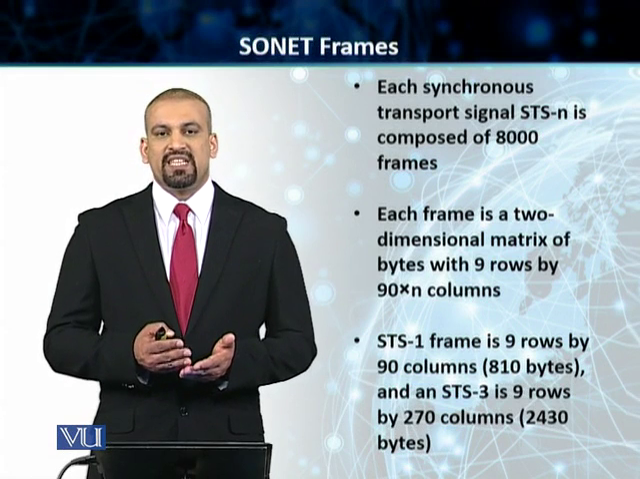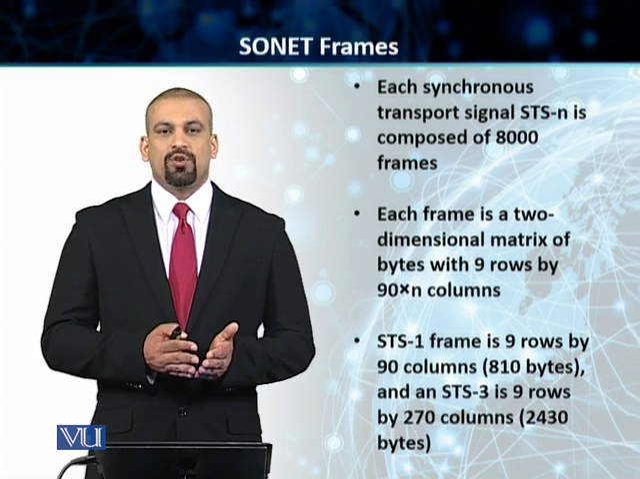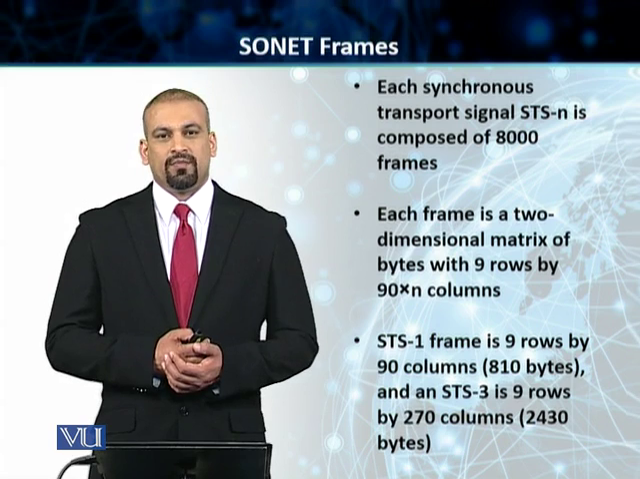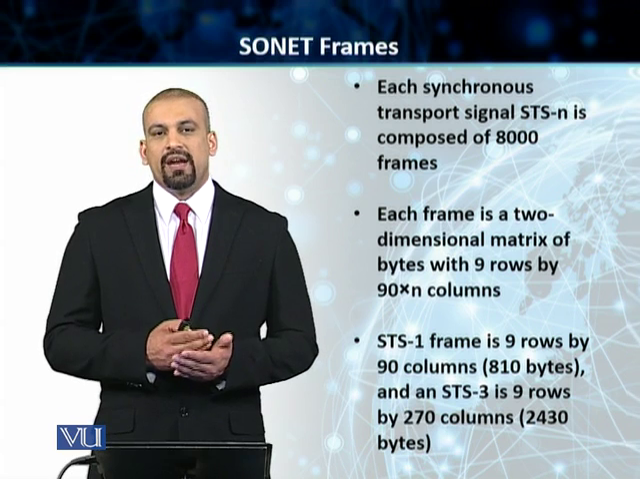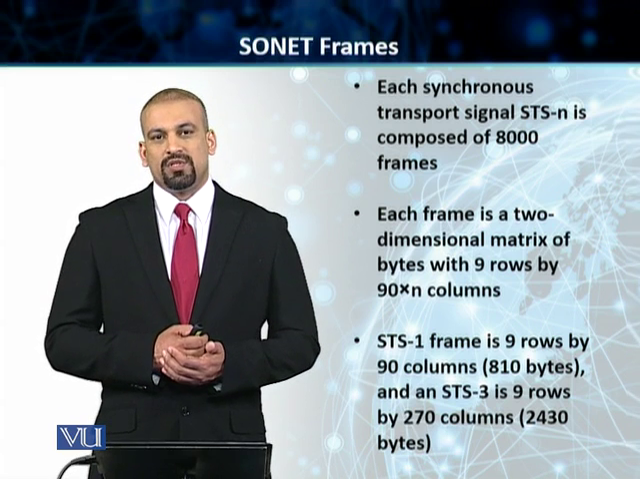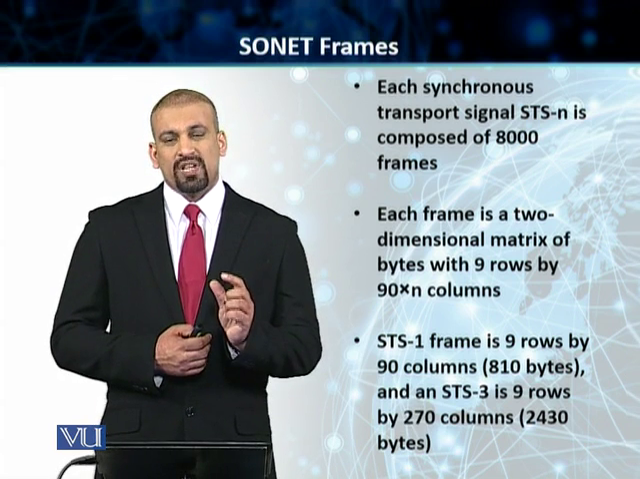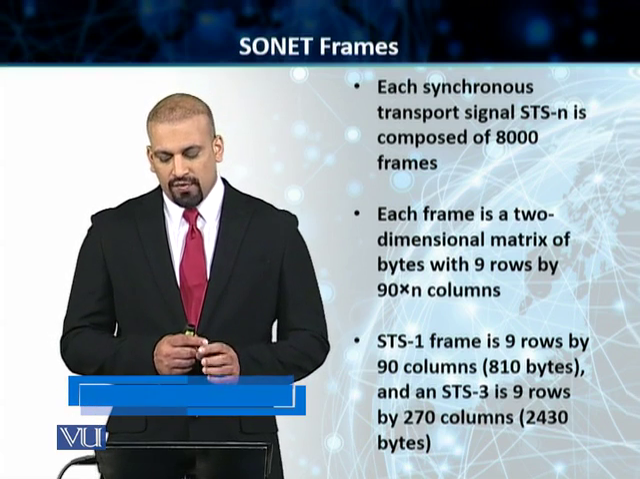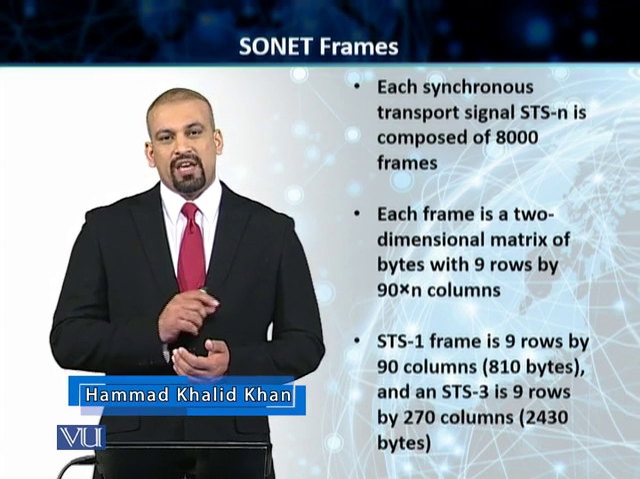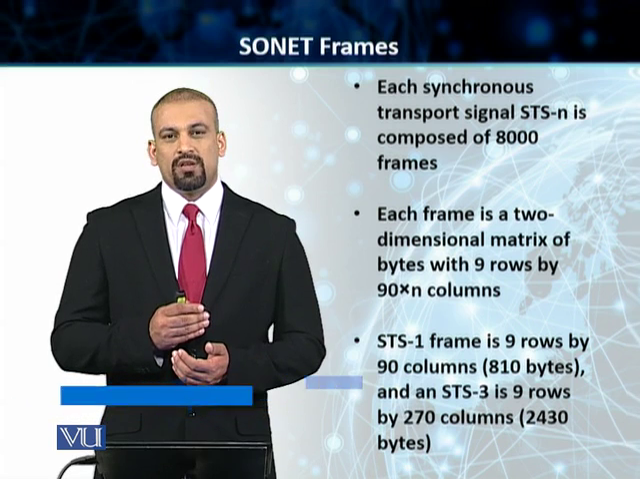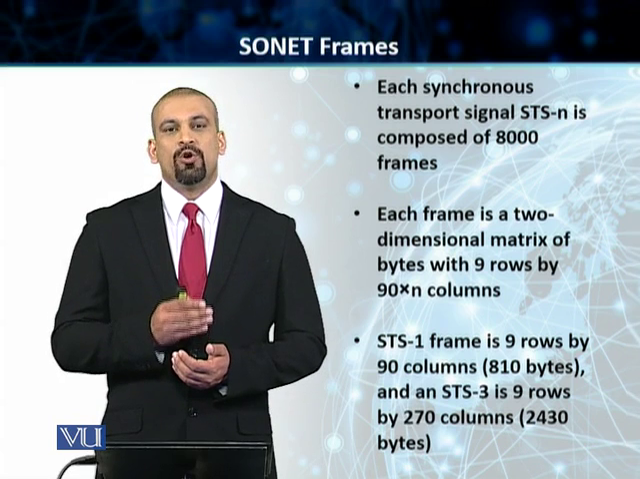Students, each of our STS signals, doesn't matter what the specs of this STS signal is, it consists of 8,000 frames. Each frame is a two-dimensional matrix of 9 rows and 90 into n columns. In the case of STS-1, the value of n is 1, so it will consist of 9 rows and 90 columns, because the number of columns is represented by 90 multiplied by n.